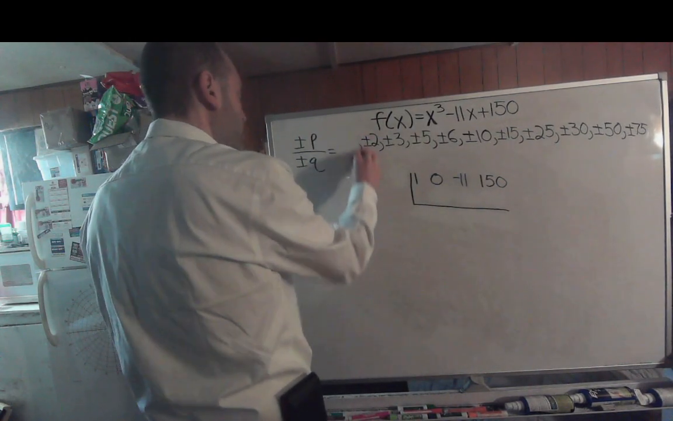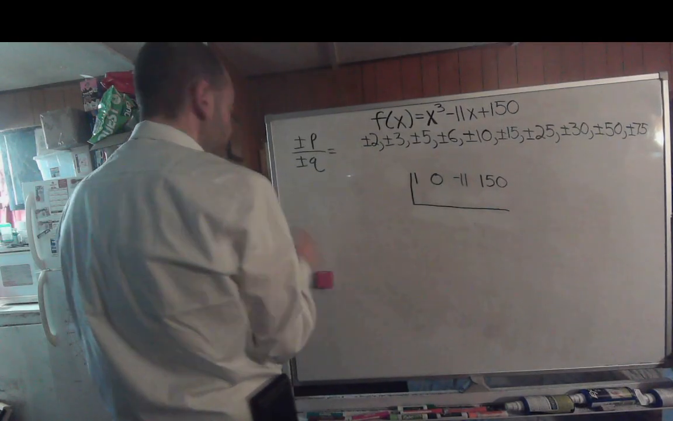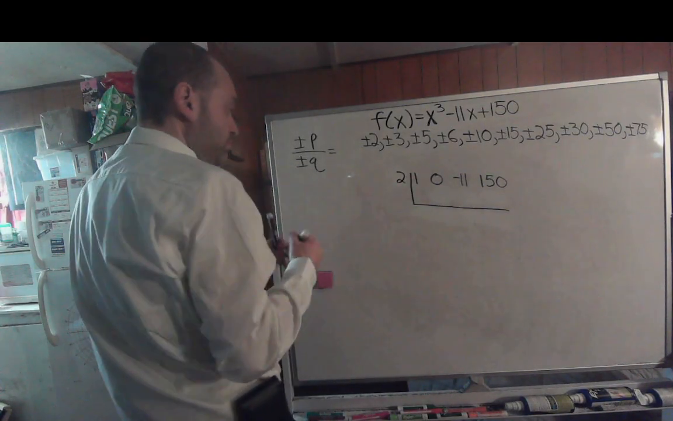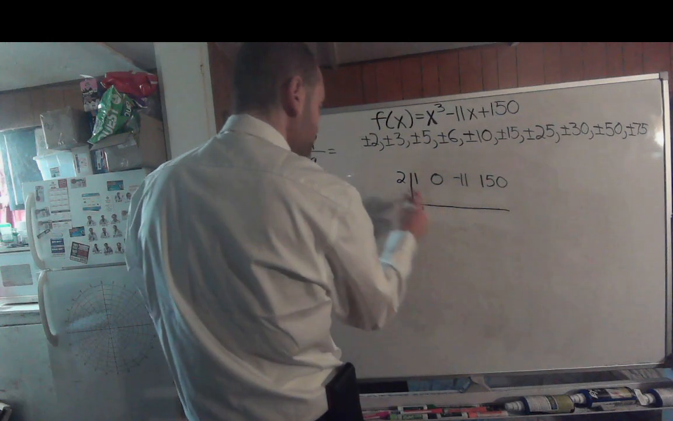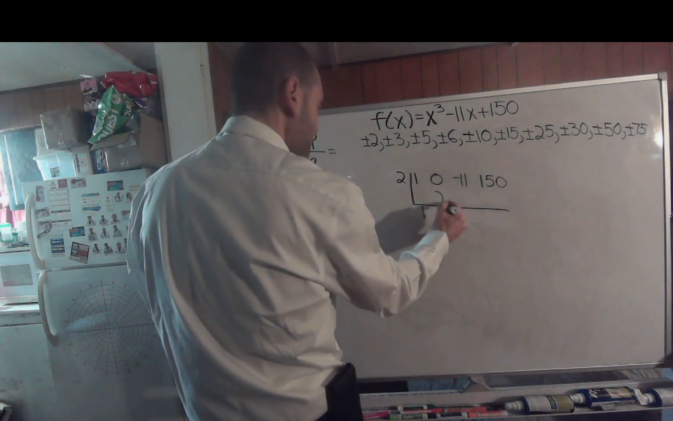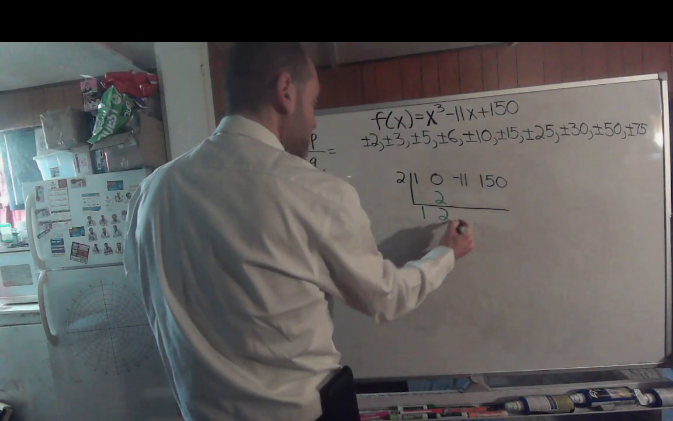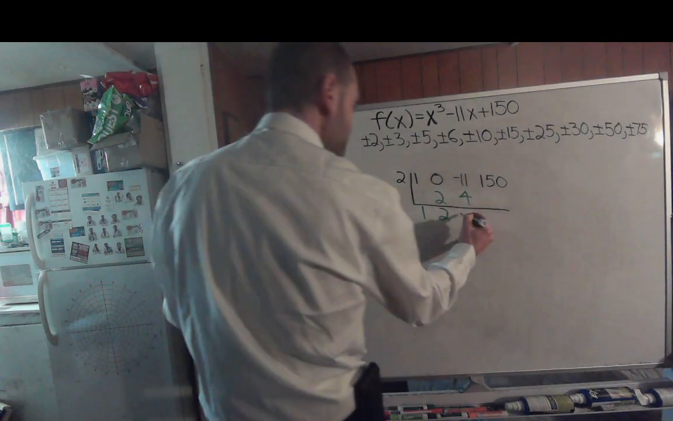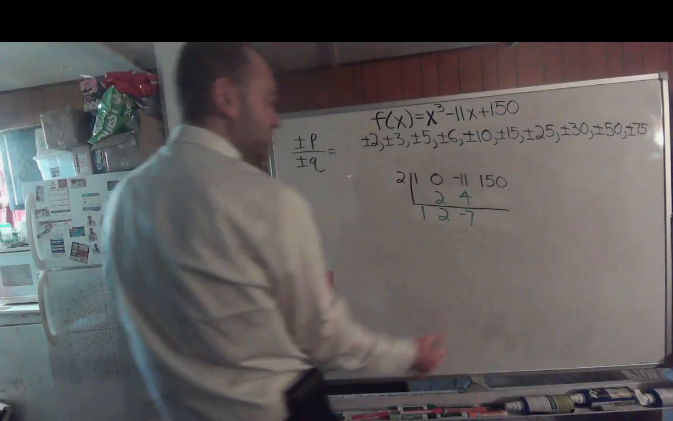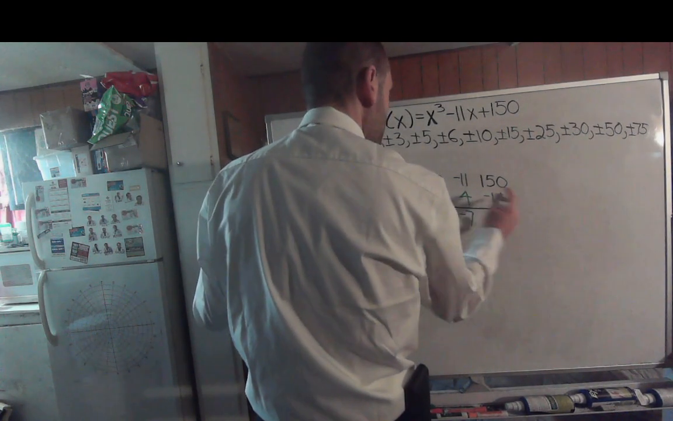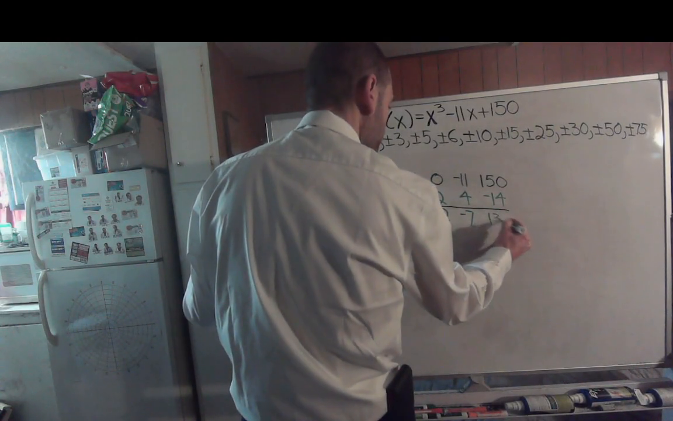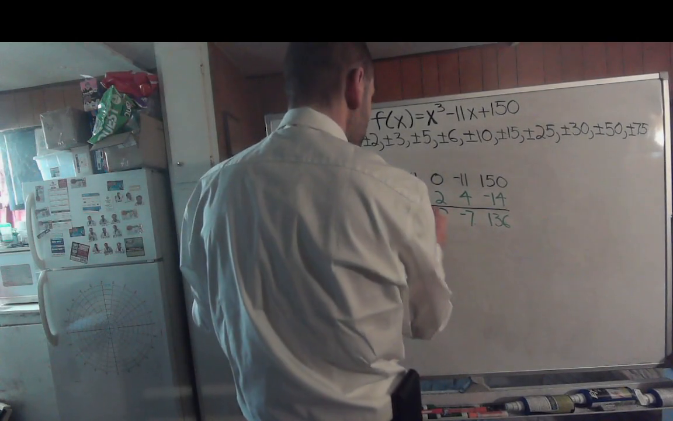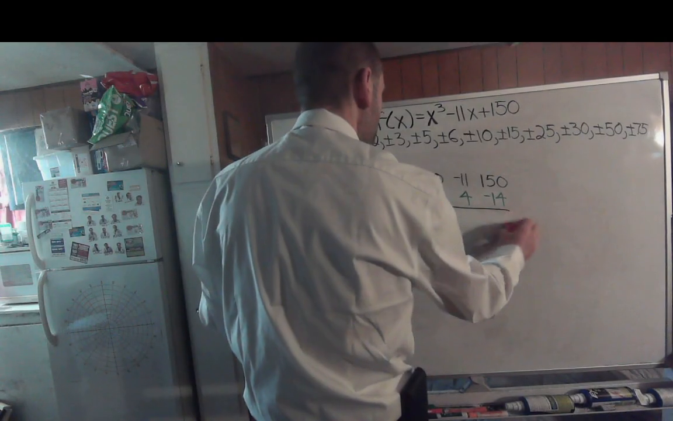So definitely our 1s are gone. Let's try 2. Alright, so bring down your 1. 2 times 1 is 2. Alright, so 0 plus 2 is 2. 2 times 2 is 4. Negative 11 plus 4 is negative 7. 2 times negative 7 is negative 14. 150 minus 14 is 136. Well, that remainder of 136 isn't doing us any favors, so that's not going to work.